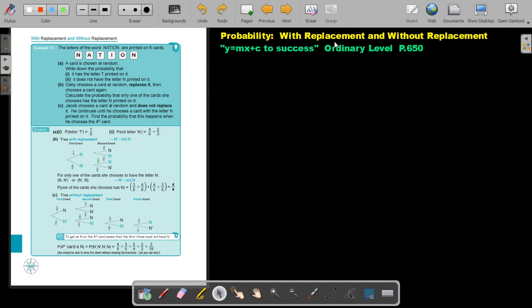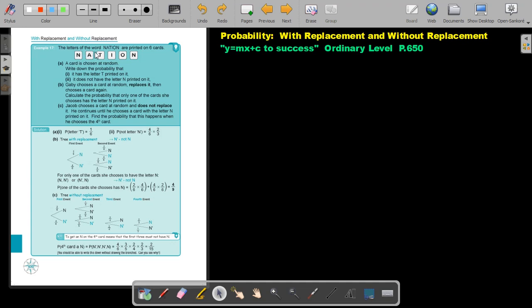Probability with replacement and without replacement. You will find this on page 650 in the Namibian Ordinary Level Mathematics textbook. Let's look at an example.